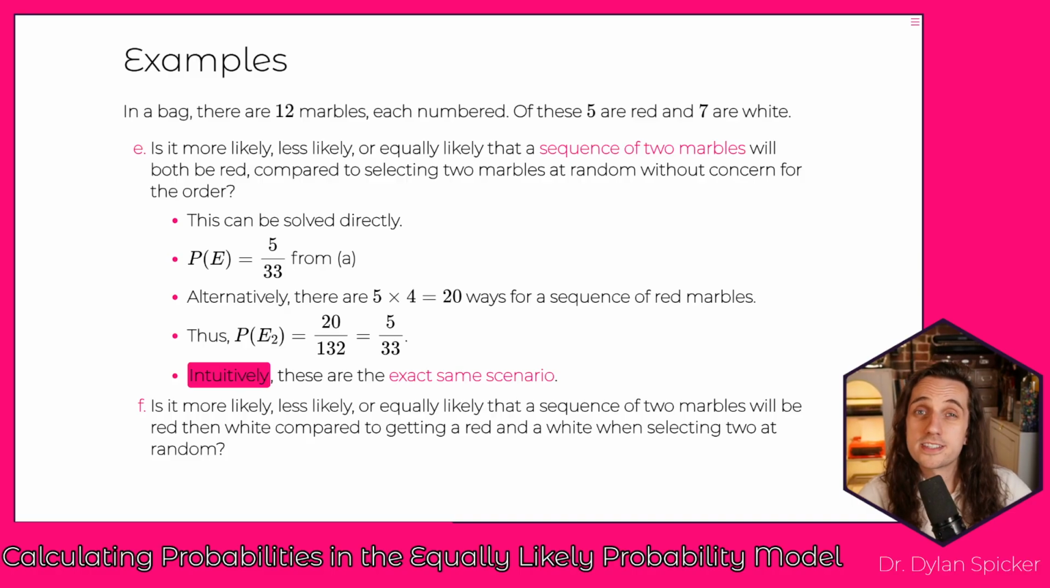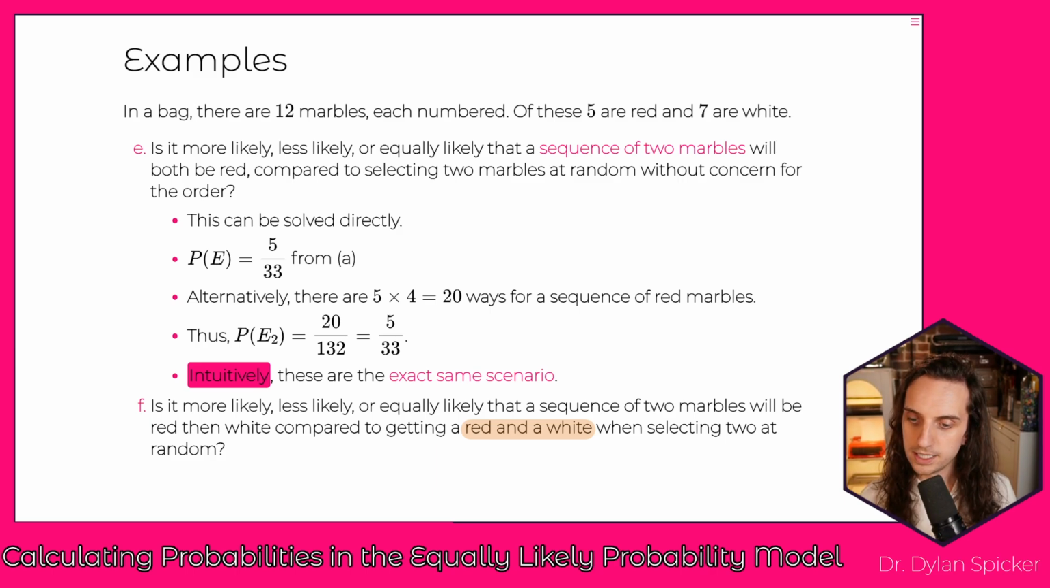Now, part F, we have a slightly different scenario here. Is it more likely, less likely, or equally likely that a sequence of 2 marbles will be red then white compared to getting a red and a white marble when selecting 2 at random without concern for the order? And so what's different here? Well, what's different is that the sequencing, red and then white, is actually different than just saying 1 red and 1 white. Because if you just want 1 red and 1 white, right, you can get a red then a white, or you can get a white and then a red.